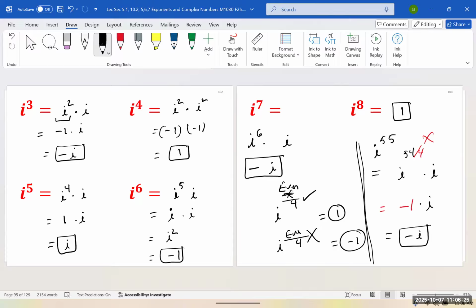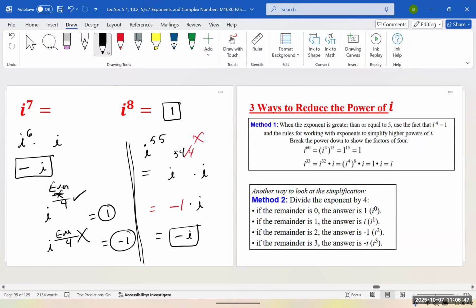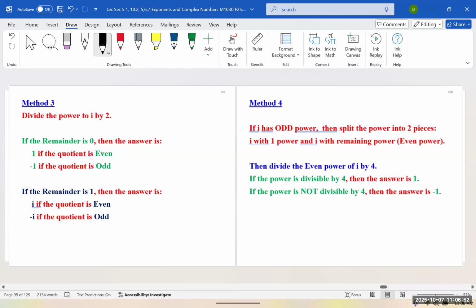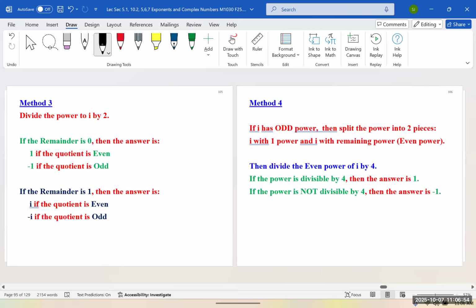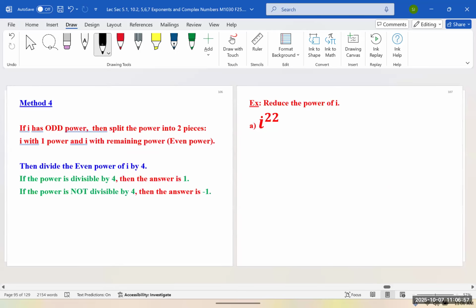So split the odd power into 2 pieces: one is odd and one is even. Now divide the even by 4. If it's divisible, the answer will be 1. If it's not divisible, the answer will be -1. So either 1 times i or -1 times i. Is it clear a little bit? There are other methods. I have 4 methods here, and all of them are valid. I will post the lecture notes so you can just read them.